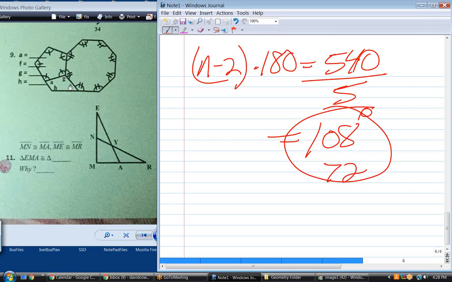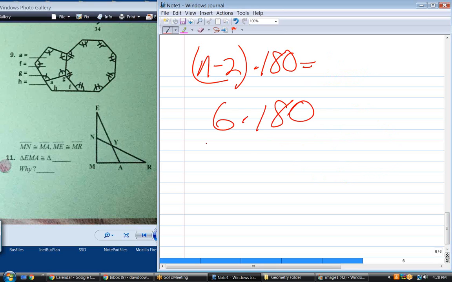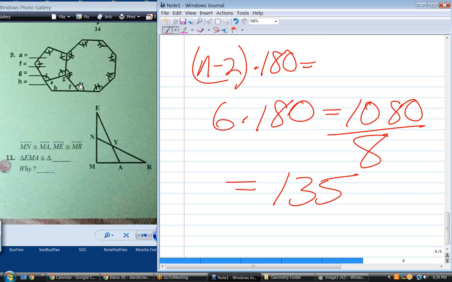Now we're going to do exactly the same process for F. We have to figure out what that angle is. What's the sum? That's an octagon. There's 8 sides. So 8 minus 2 is 6, and then 6 times 180 is 1,080, and then you divide that by 8, and you get 135. Okay. So this angle is 135. What's F? 180 minus 135 is 45. Okay. So we got A and we got F.